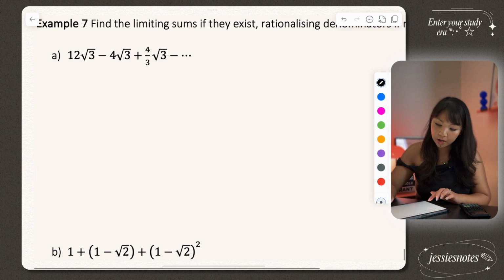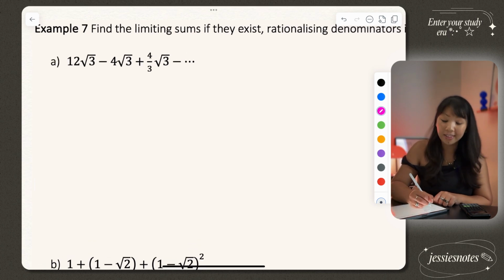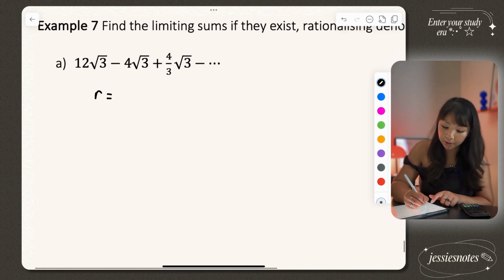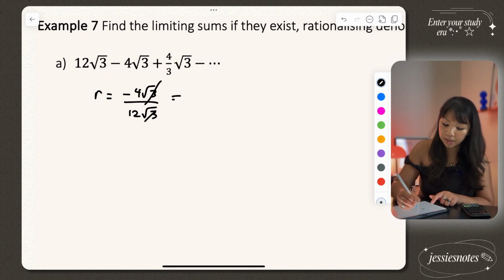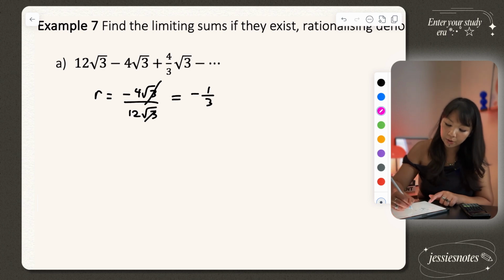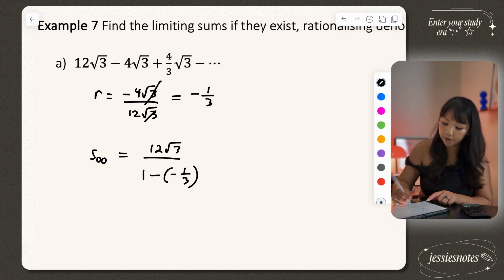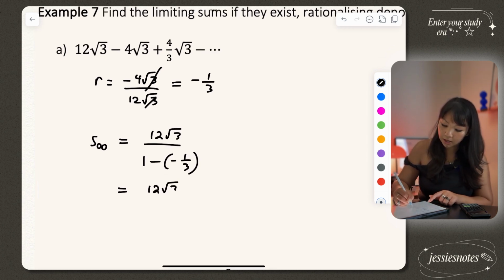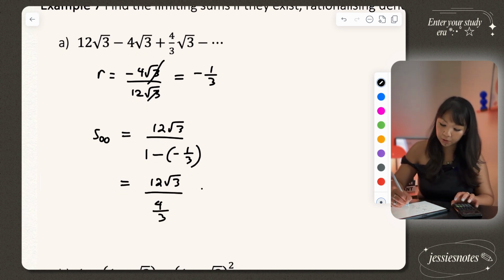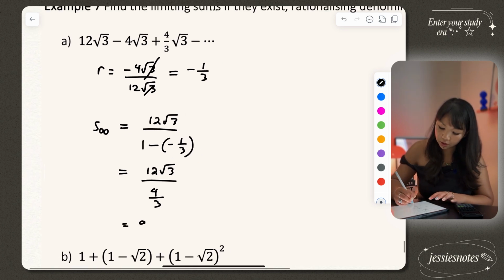So for part A, if I want to find the limiting sum, let's see if they exist first. So the common ratio is going to be given by doing the second term divided by the first term. So the root 3's cancel and we get negative a third. So yes, it does exist. So that is our r value and our first term is 12 root 3. So if I want to find the limiting sum, I'm going to go a over 1 minus r. That's going to give me a over 4 on 3. 12 divided by 4 on 3 is just 9. So that's actually just going to give you 9 root 3.